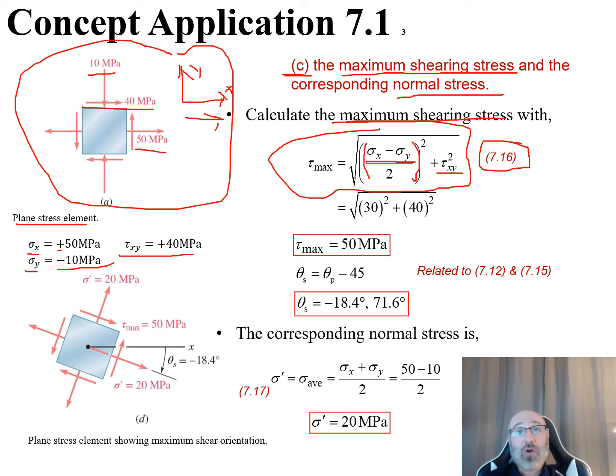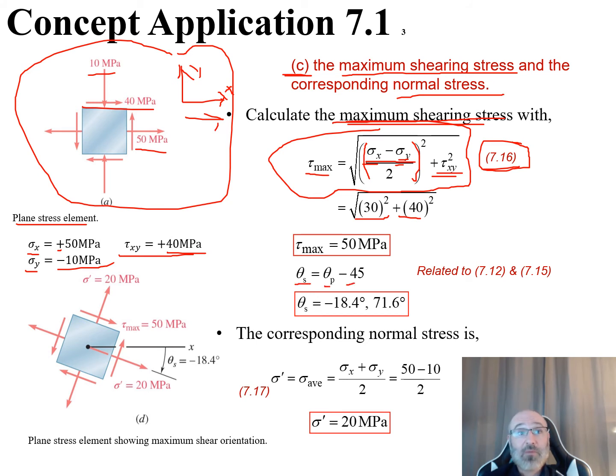So we can come back over to our governing equation, 7.16, plug in. Our tau max, or our max shearing stress, is equal to the square root of our sigma x, which is 50, minus our sigma y, so minus a negative, pay attention to sign convention right there, plug that in, minus negative 10 right there, all divided by 2 squared, ends up being a 30 squared. And our tau xy we see over here is 40, so that's a 40 squared right there. Take the square root of the sum of both of those. And what we end up with is that our tau max, or our maximum shearing stress, is equal to 50 megapascals.